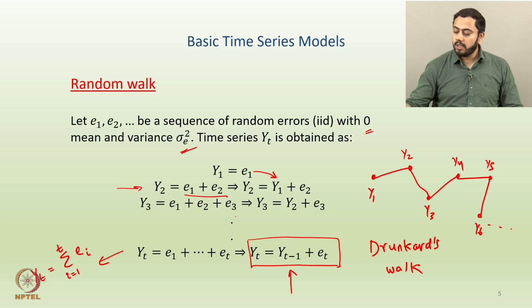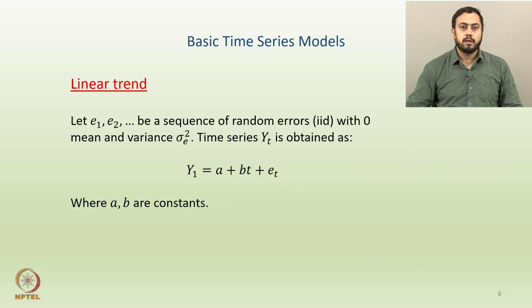Okay. Now, moving on, the next process is a linear trend process. So, probably in the last lecture we saw what you mean by a trend or a general looking trend, right. So, now we will try to describe this in a much more formal way. So, again the same notation. Let us say E1, E2, E3 be a sequence of random errors which are IID, so independent and identical, with constant mean 0 and constant variance sigma square E.